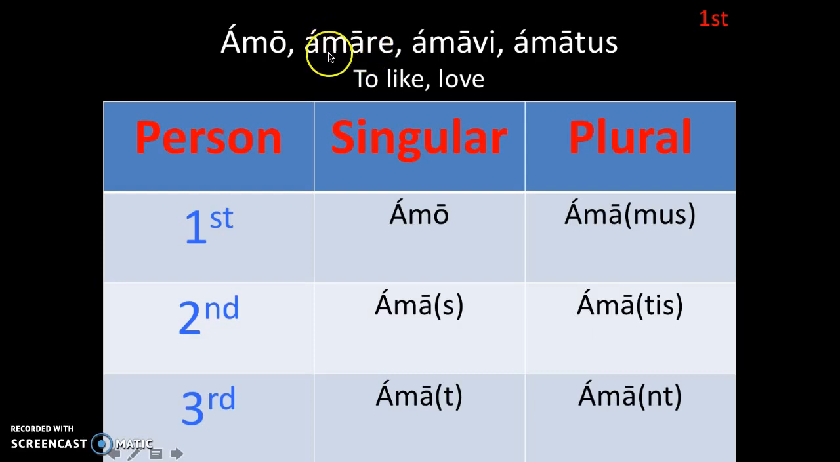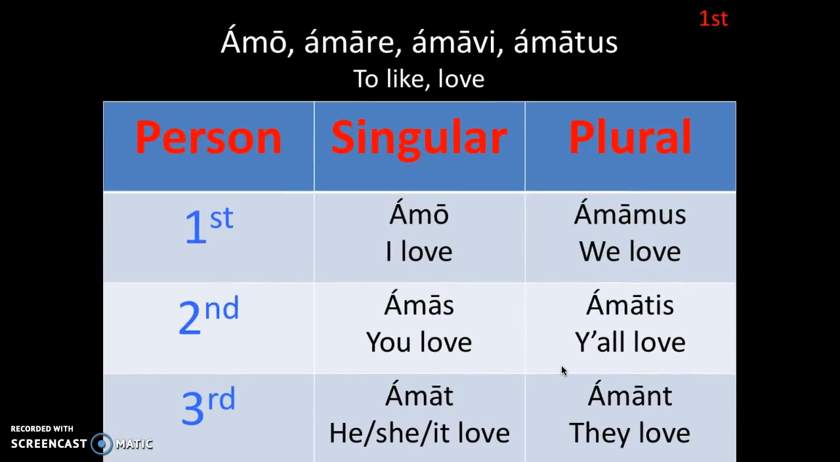So you will be left with AMA, and you will just drop them all down and add the corresponding endings. And when you're done, you should end up with amo, I love, amas, you love, amat, he/she/it loves, amamus, we love, amatis, y'all love, and then amant, they love.